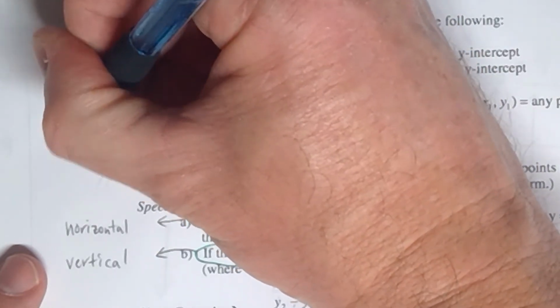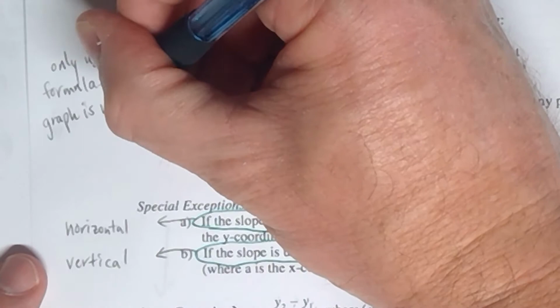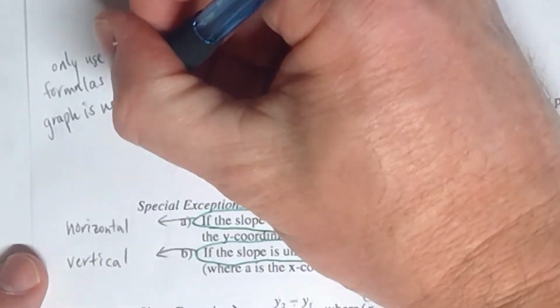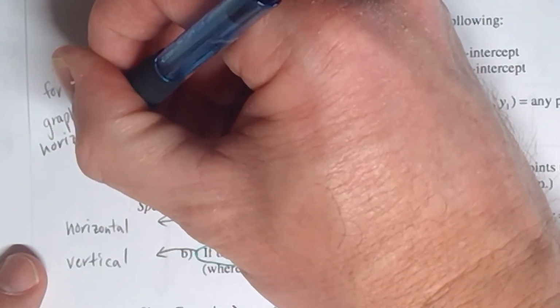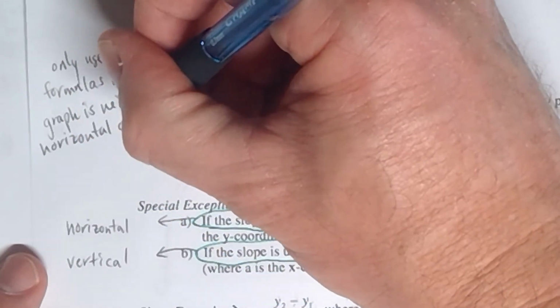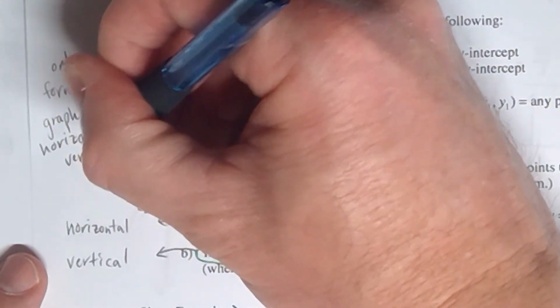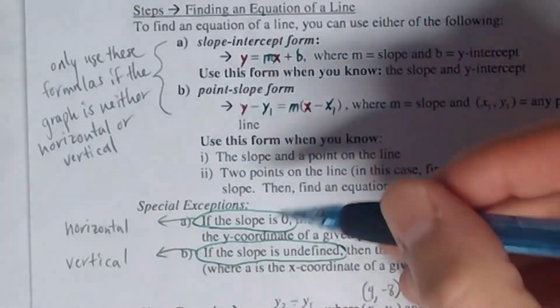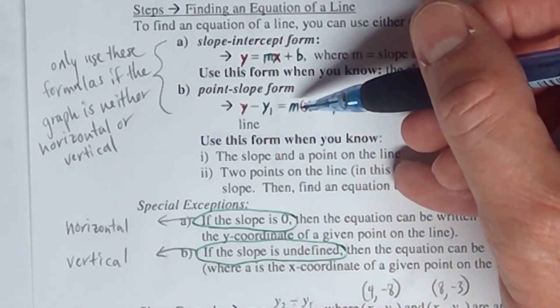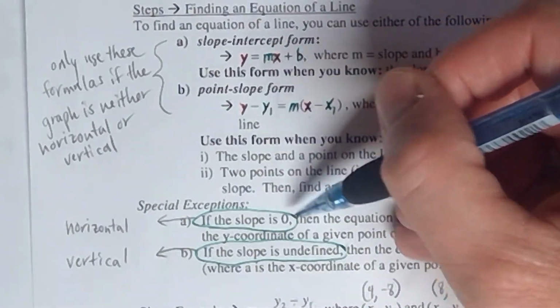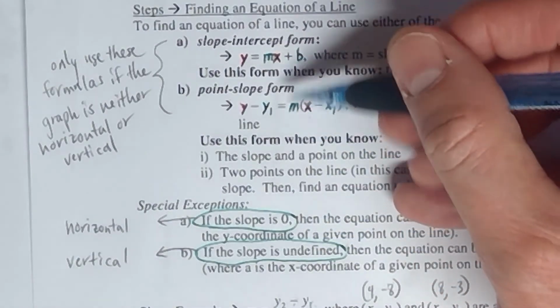If the graph is neither horizontal nor vertical. In other words, if it is horizontal or vertical, which you should be able to discover at the beginning of the problem when you do the slope, like I just did in the current problem. Okay, in other words, let's say you get either a zero slope or an undefined slope. Forget about these formulas in that case, you guys. If you get any other type of slope besides zero or undefined, okay, then use these formulas.